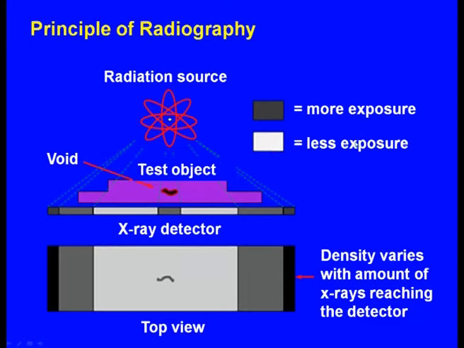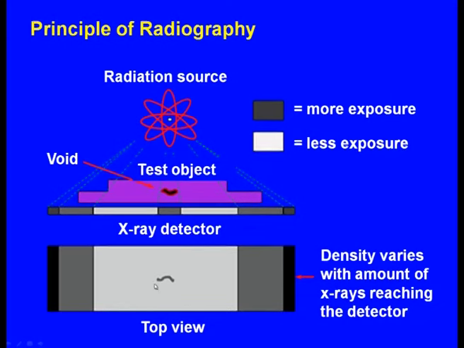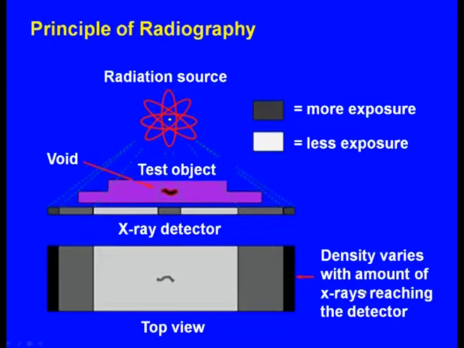White means it is less exposure, black or dark means more exposure, and here we can see the whole film has less exposure, that is why it is appearing as white. But here we can see where there is a crack, there is more exposure. So, if we see more exposure, we can presume there is a defect or a crack. Here density varies with the amount of X-rays reaching the detector. That is how the defect or the crack can be easily found out on the X-ray film.